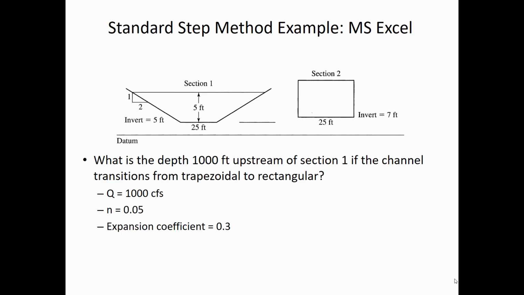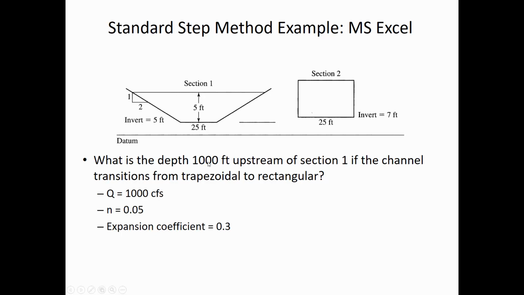All right, so here's our example. What it's asking is, we know that the water depth is 5 feet at this location. And we want to find out how deep the water is going to be upstream. And you'll notice that we're measuring elevations according to some datum. Invert means bottom. So they're saying the bottom of section 1 is at an elevation of 5 feet. And right now, with 1,000 CFS going through it, we measured that the depth is 5 feet.